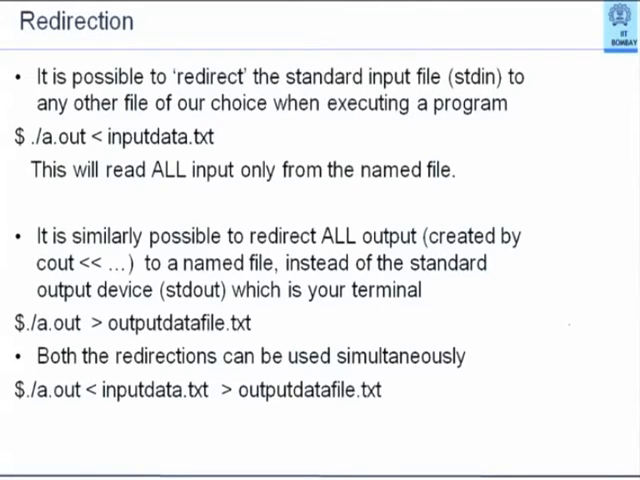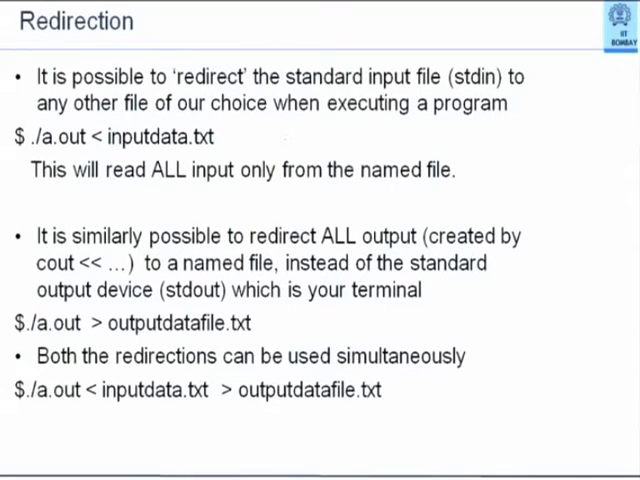So this is what captures the essence of that facility. This is called redirection. Please note that this input and output redirection are features of the operating system. They have nothing to do with your C++ program. You continue to write your program with cin and cout. So for example, if I give a command ./a.out < indata.txt, this will read all input only from the named file.